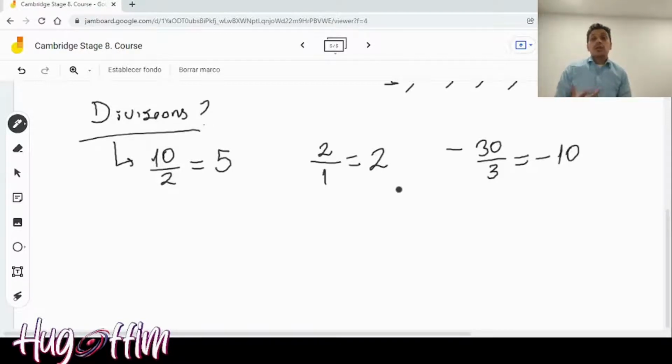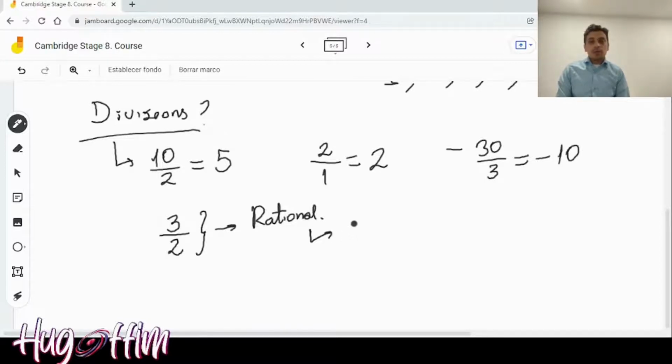So we're doing fine in this part of the track. However, there's a problem. What happens if you use 3 divided by 2? 3 divided by 2 cannot be expressed as an integer, cannot be expressed as a whole number, and cannot be expressed as a natural number. So then we have a new set of numbers. This is the set that we call rational numbers.